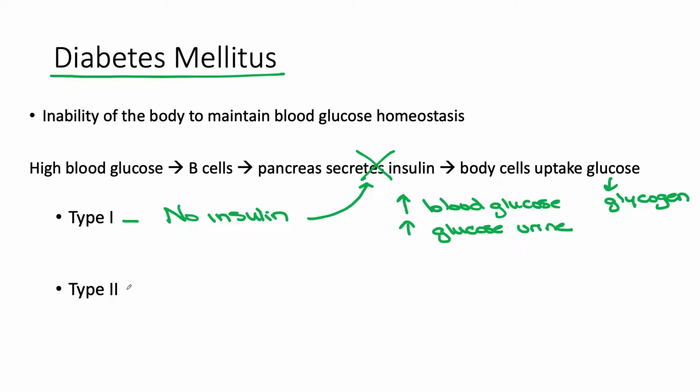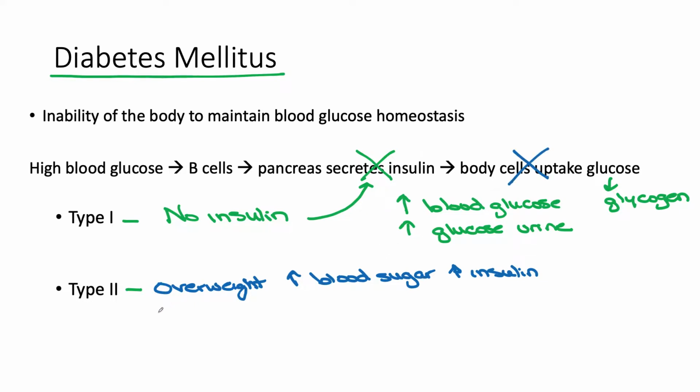Type 2 diabetes is quite a bit different. Instead of having no insulin, people tend to be overweight and tend to have high levels of blood sugar all the time because they're eating a lot, and high levels of insulin all the time. So it's not that they don't produce insulin. The problem is that this feedback loop is happening so often that this part starts to not happen. So it's a disease of insulin resistance.